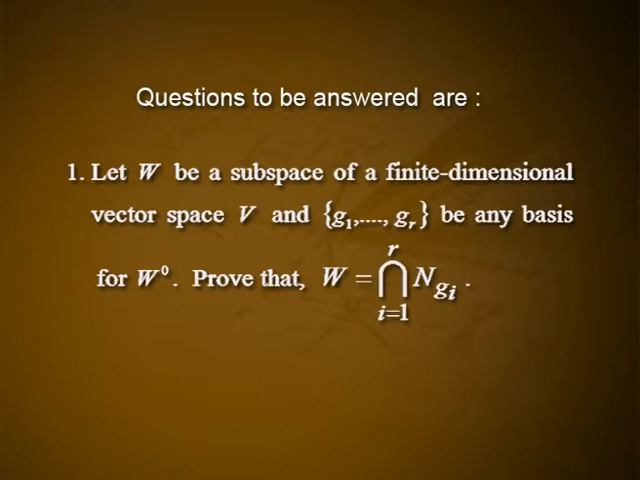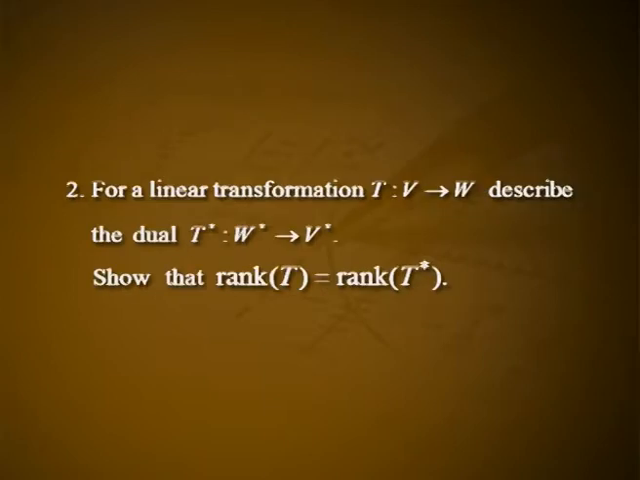Before we attend the next unit, please try to answer the following questions. 1. Let W be a subspace of a finite dimensional vector space V and g_1, ..., g_r be any basis for W^0. Prove that W equals the intersection over i equal to 1 to r of the null space of g_i. 2. For a linear transformation T from V to W, describe the dual T* from W* to V*. Show that rank of T equals rank of T*.